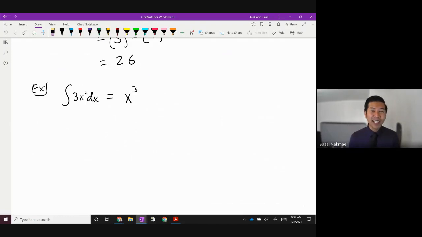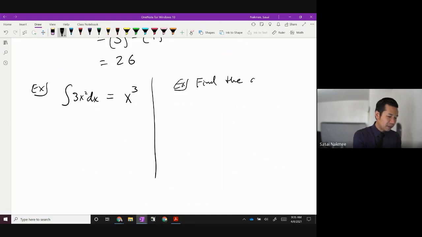This is called an indefinite integral. We don't have any particular values for our a and our b. And what the problem is, this. Let me ask you this. Can you guys tell me, find the derivative of these problems right here? Find the derivative of this. And I'll give you an example.